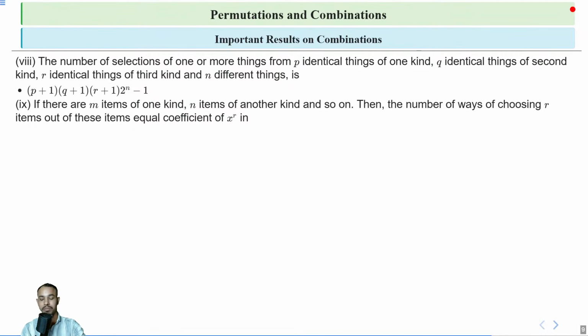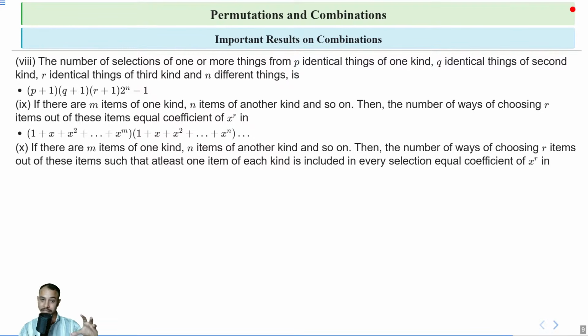So you have this polynomial 1 plus x plus x squared plus dot dot dot plus x to the power m. And so on, then for n items you have the polynomial 1 plus x plus x squared plus dot dot dot plus x to the power n. You will go like this. Then multiply, and you will get the number of ways of choosing r items out of these items, equal to the coefficient of x to the power r. So the answer is 1 plus x plus x squared plus dot dot dot plus x to the power m, times 1 plus x plus x squared plus dot dot dot plus x to the power n, and so on.